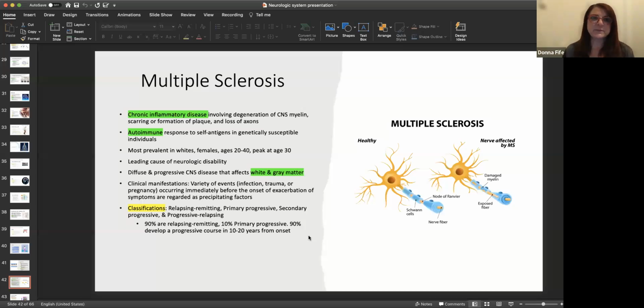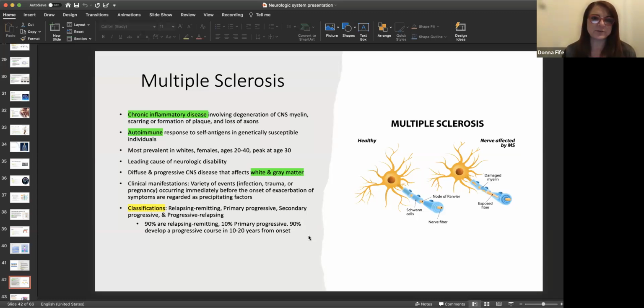Multiple sclerosis. It's a chronic inflammatory disease, and this involves degeneration of the CNS myelin, scarring or formation of plaque, and loss of axons. This is an autoimmune response to self-antigens in genetically susceptible individuals. Most prevalent in whites, females, ages 20 to 40, and the peak age of incidence is 30. It's a leading cause of neurologic disability. There is diffuse and progressive CNS disease that affects white and gray matter.